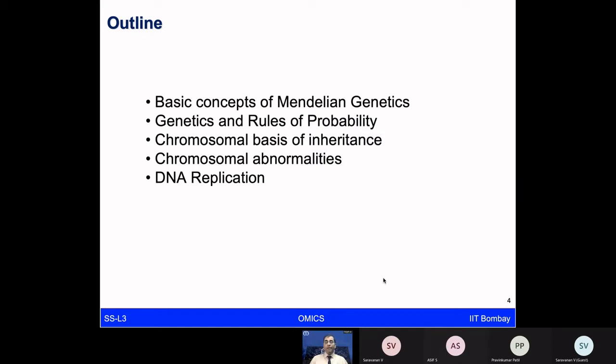How this information lies in the chromosomes, what is the basis of inheritance, how if some of the chromosomes are not having normal shape or structure or composition, that could result in abnormalities, how DNA replication happens. These are some basic concepts, but as I go along and give you some examples, you will see that they have some rationale and some logic about how the genetic concepts and the genes get transmitted from one generation to the other.